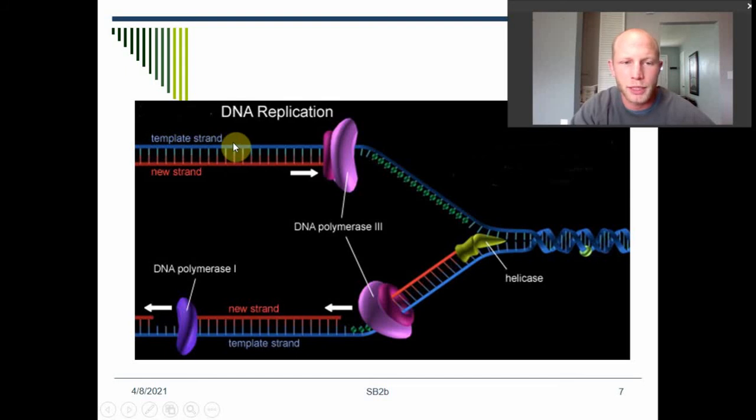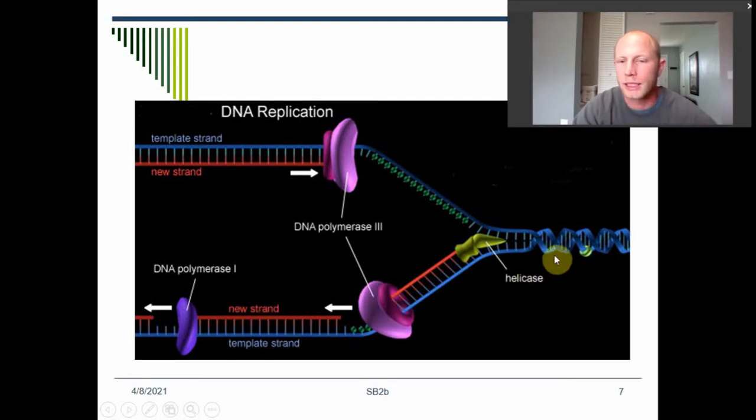So here, the blue strand up top here is the old one. And now this DNA polymerase 3 here is creating the new strand of DNA. So this will become a new strand of DNA. This strand is also the old one, but it's also going to create another new strand of DNA. But only one strand is being created, right?